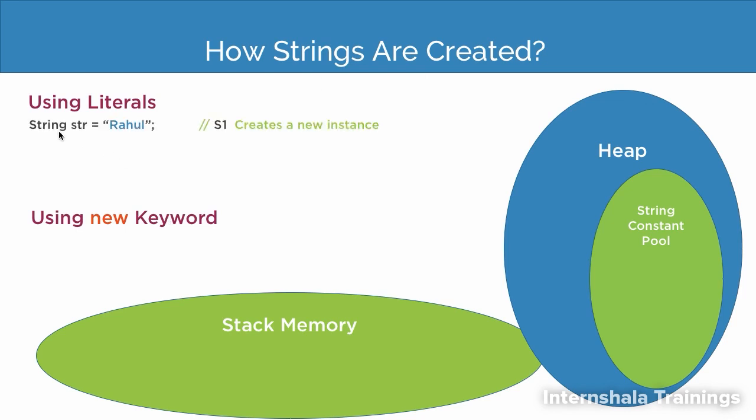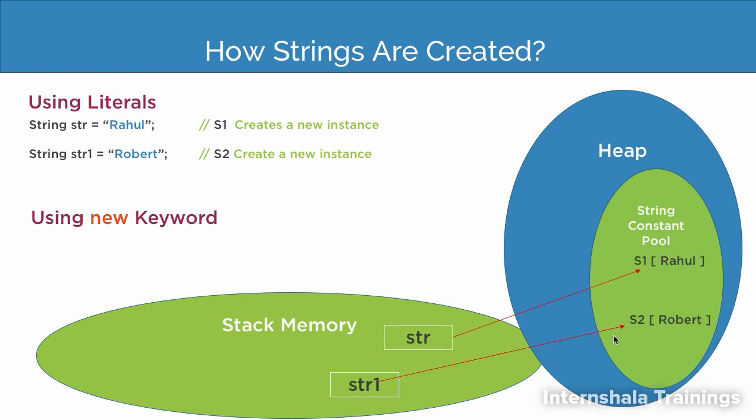Now suppose we have a string str equal to "Rahul", and here we have another string str1 equal to "Robert". Now in both cases, we know a new object or instance will be created. Let us assume it is s1 in case of str and s2 in case of str1. We have str pointing to s1 and str1 pointing to s2. Now notice here that whenever we create an object using literals, in case of string it is always created inside the string constant pool.